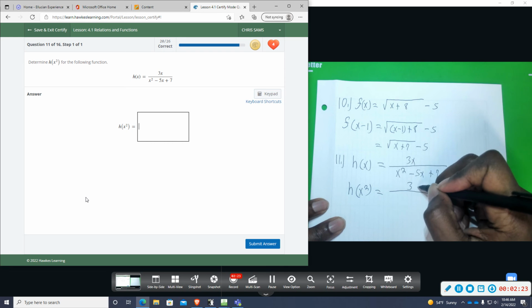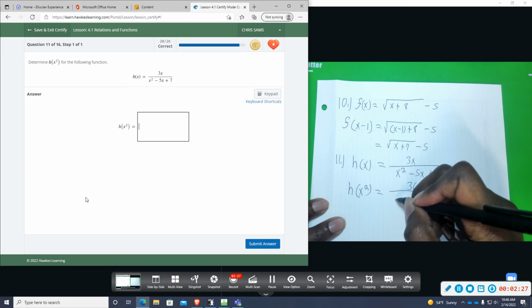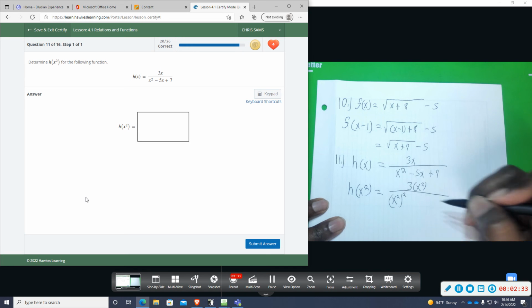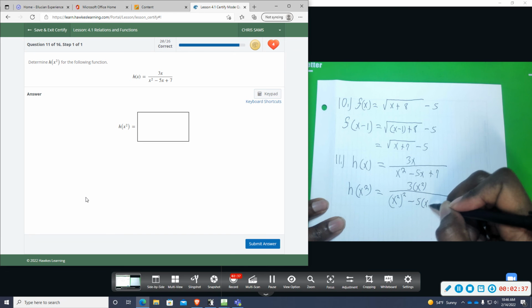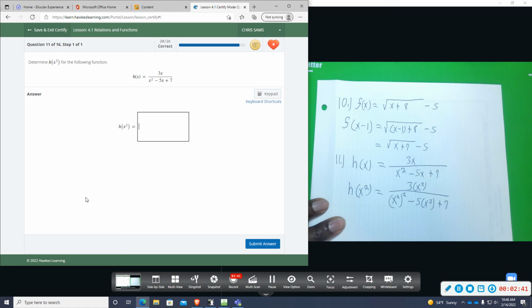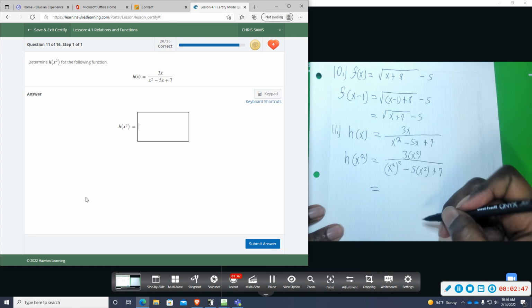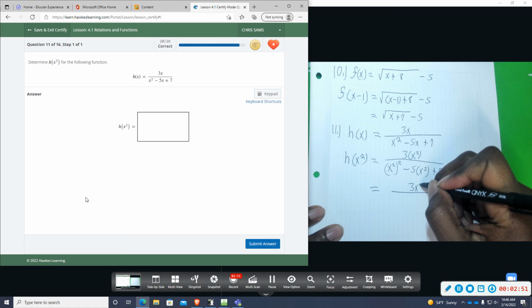So we'll have 3, replace that with x squared. On the bottom, we have an x squared, plugging into what was already squared, minus 5 x squared plus 7. So when we simplify, we get on the numerator 3x squared.